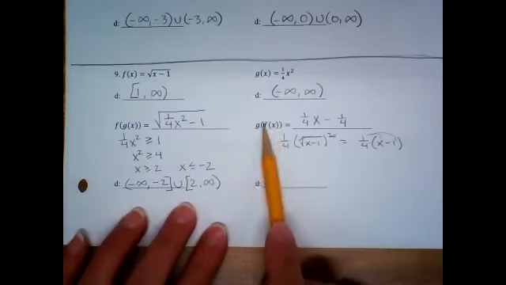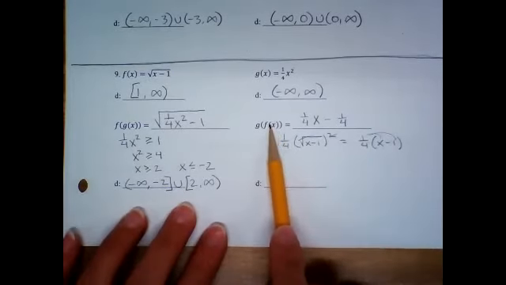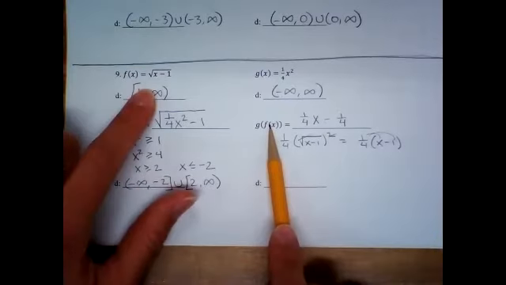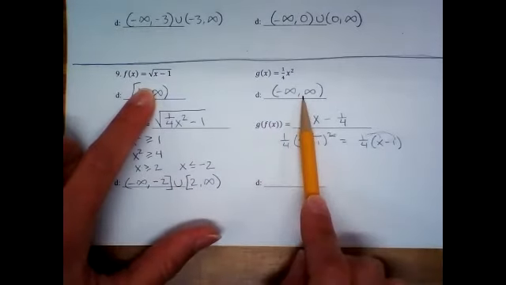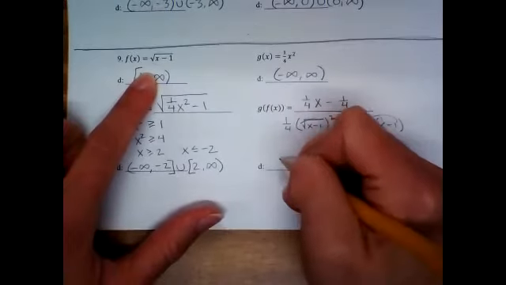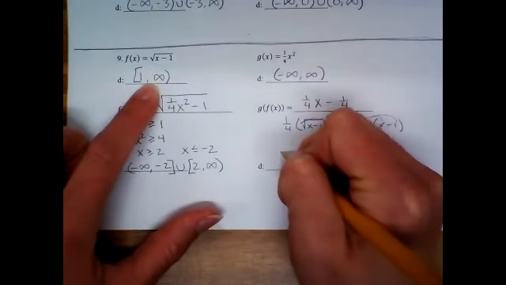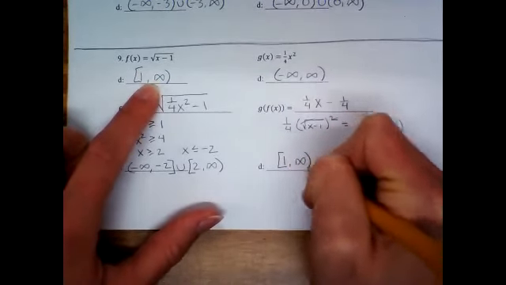All right, does F have a restriction? Yes, keep it. Does G have a restriction? No, fantastic. So what's our answer for this? Yep, bracket 1 to infinity, you just keep it.